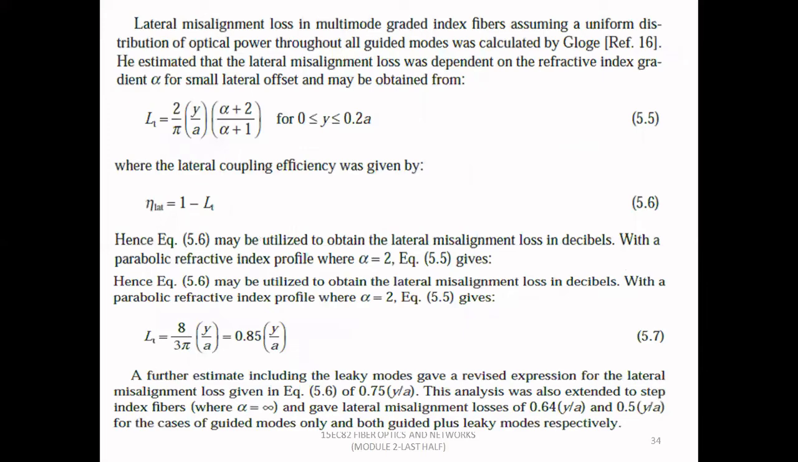Lateral misalignment loss in multimode graded index fibers, assuming a uniform distribution of optical power throughout all guided modes, was calculated in reference paper 16. The author estimated that the lateral misalignment loss was dependent on the refractive index gradient alpha for small lateral offsets and may be obtained by equation 5.5. Lateral coupling efficiency is given by equation 5.6. Hence, equation 5.6 may be utilized to obtain the lateral misalignment loss in decibels with a parabolic refractive index profile where alpha equals 2.